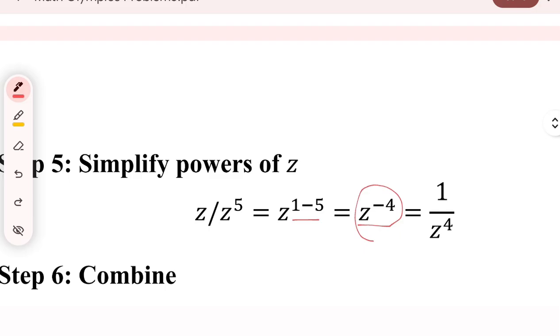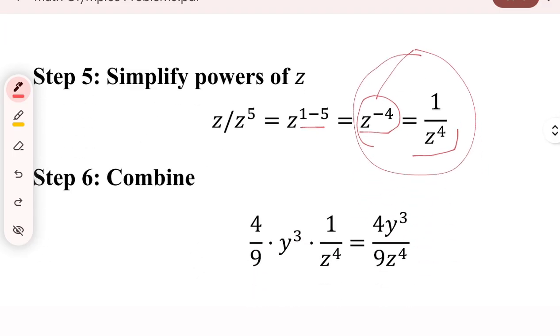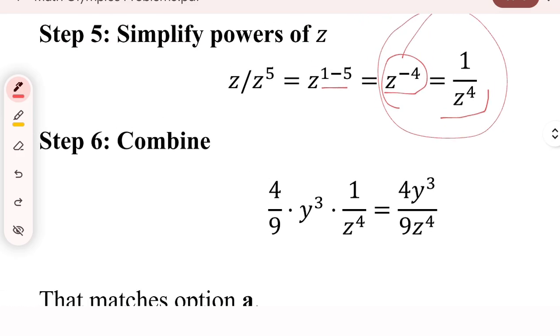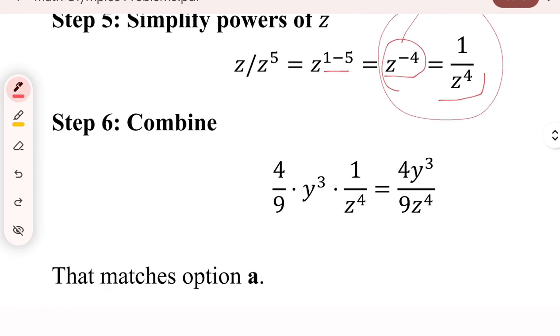We can put z back to the denominator to become positive. So z to the negative 4 is just equal to 1 over z to the positive 4. These two are the same. You need to remember that. Then combine both: we have here the coefficients, the y which we have simplified, and the z which we have simplified. Finally, the answer is 4y cubed over 9z to the 4th.